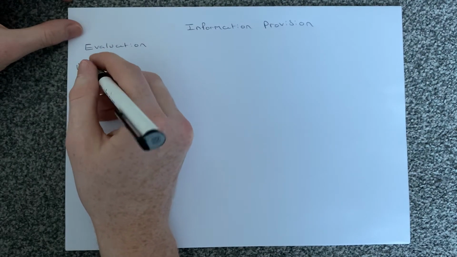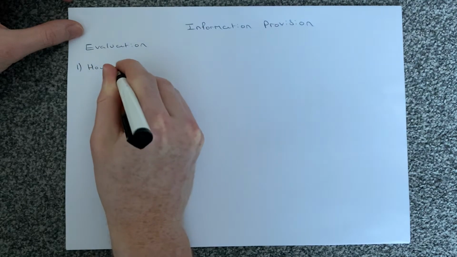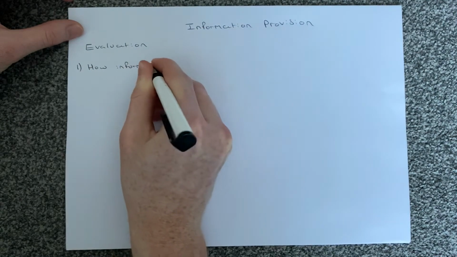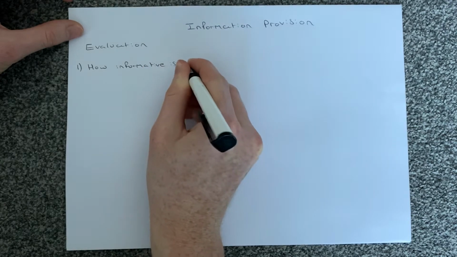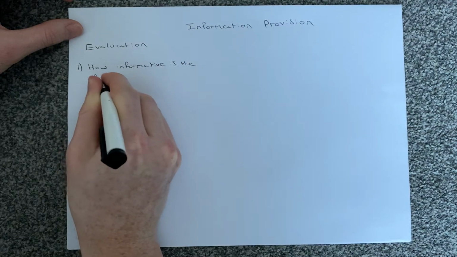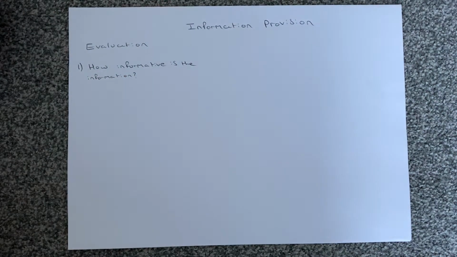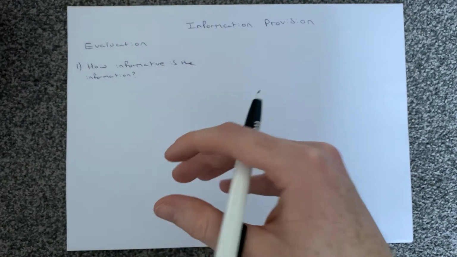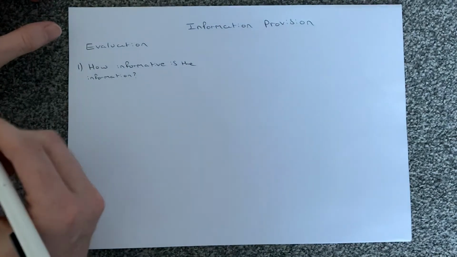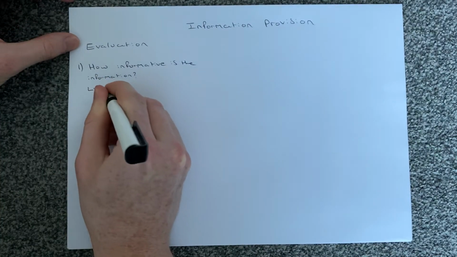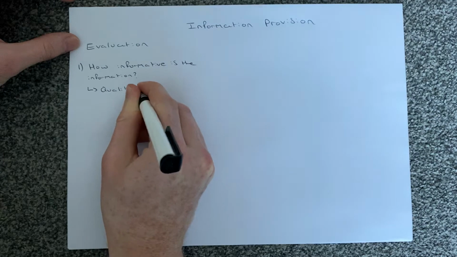consider how informative is the information. And what we mean by that is we're considering the quality of the information that is provided. So if the government was to provide some information, obviously we would want the information to be as informative as possible in order to have the greatest effect. So when we're considering it, we're considering the quality of information.